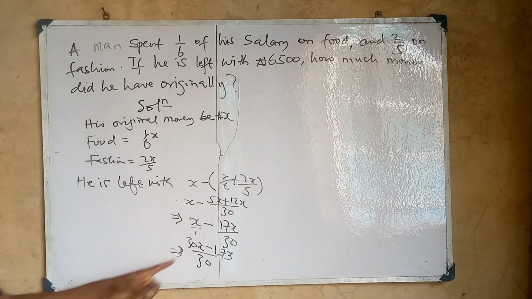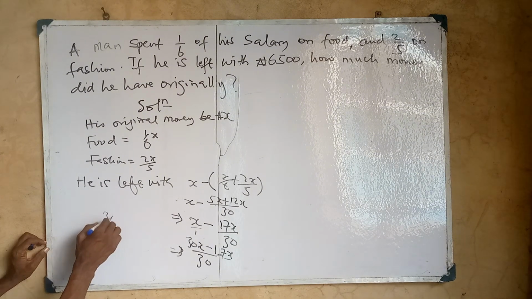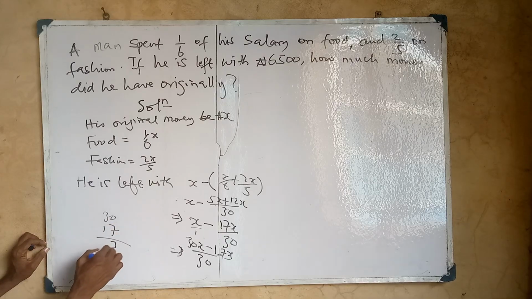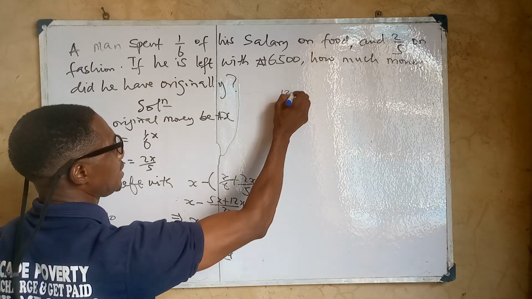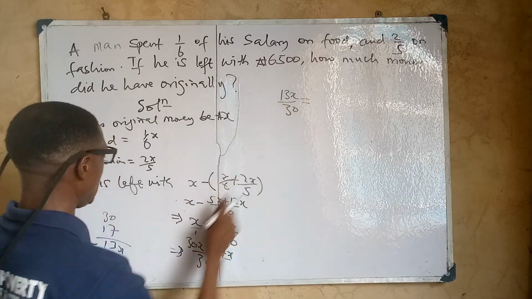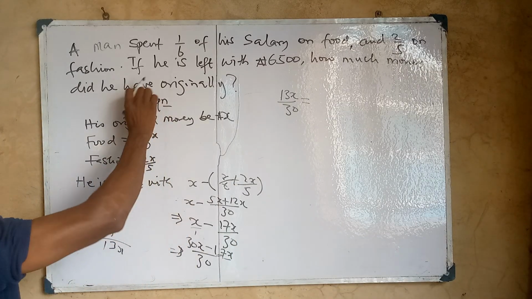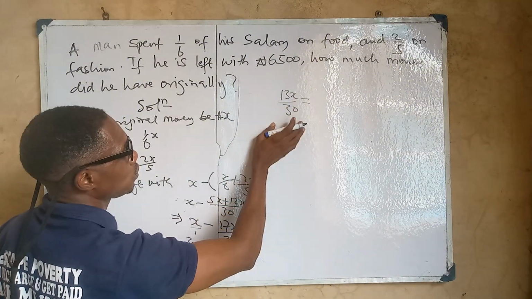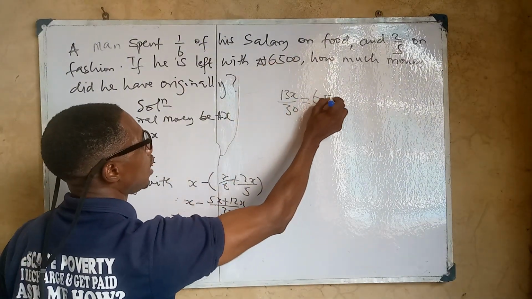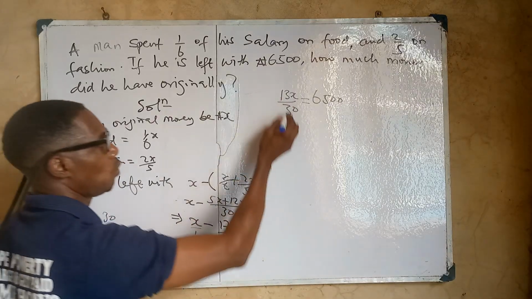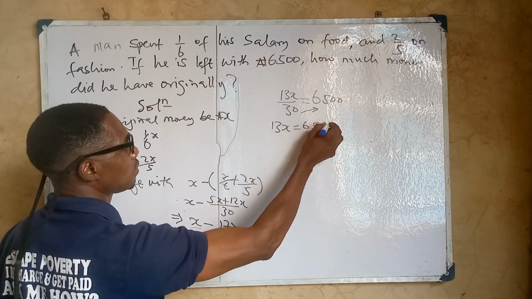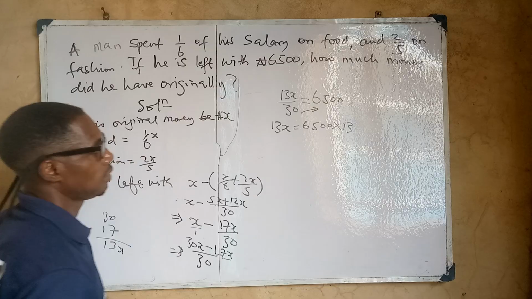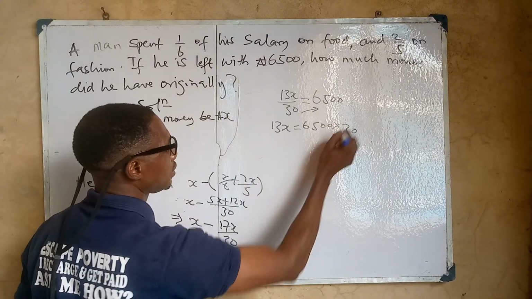So what do we do here? We'll have 30x minus 17x, which gives us 13x/30. This is the fraction left. The fraction left is equal to the money he has, 6,500. Here what we do is cross multiply: 13x equals 6,500 times 30.